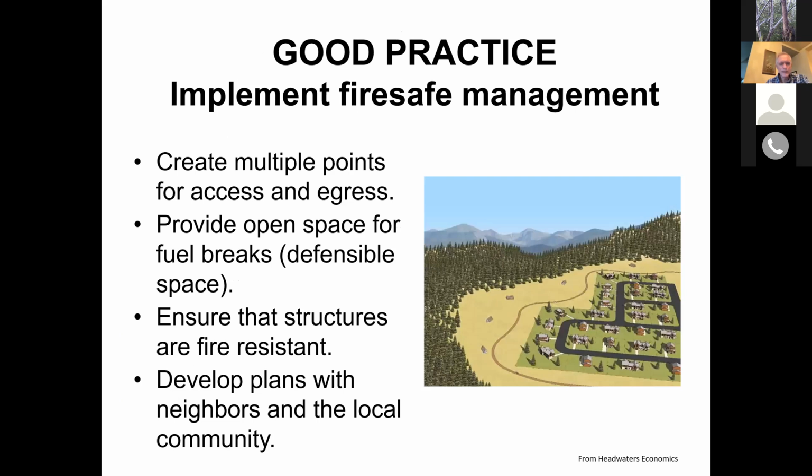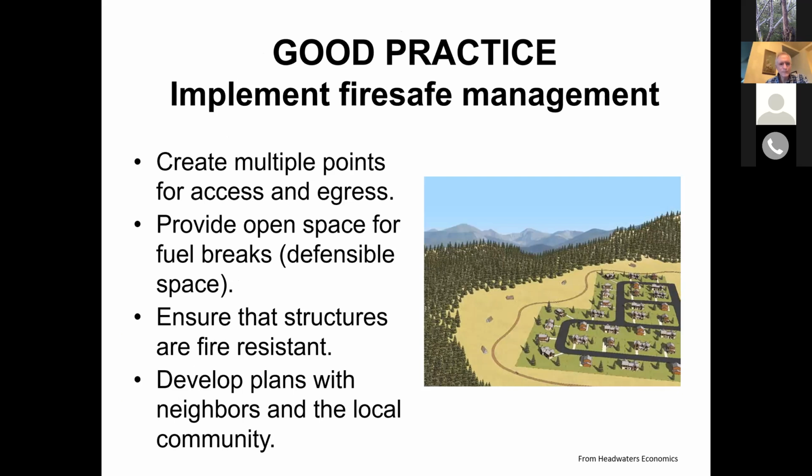And I'm just going to close out with some brief comments on fire. You're going to have some additional speakers here this evening who will provide much more detail on fire. So we're not going to spend a lot of time on this, but we can't talk about climate change without talking about the importance of fire safe management, because this will become increasingly important in future decades.